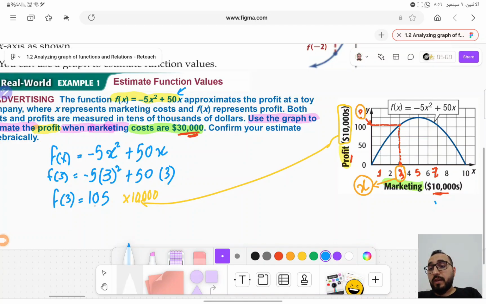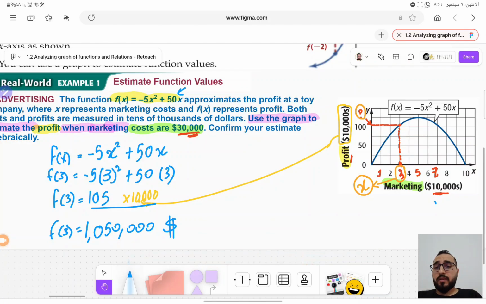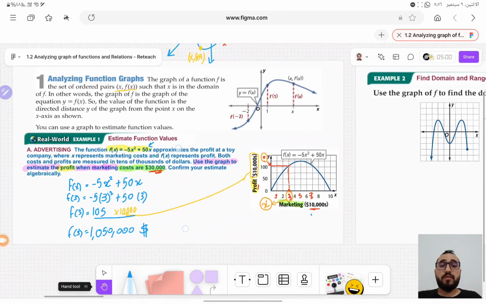So what I have to do, 105 times 10,000. So the answer f of 3 should equal 1,050,000 dollars. So this one should be the profit. I hope you understand this. If you have anything, please call me.